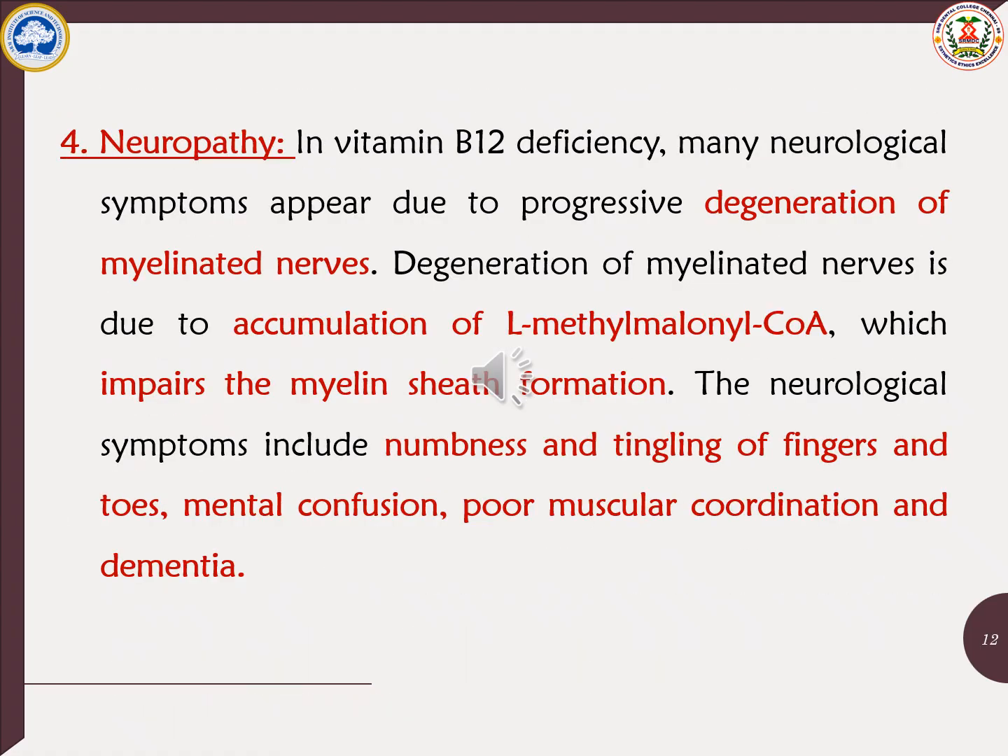Another important deficiency effect of vitamin B12 is neuropathy. Previously, we have seen that the accumulation of methylmalonyl CoA or methylmalonic acid leads to methylmalonic aciduria. Here, the accumulated methylmalonyl CoA causes degeneration of myelinated nerves. So, the accumulated methylmalonyl CoA can impair myelin sheath formation in the neurons, leading to neuropathy. The symptoms include numbness and tingling of fingers and toes, mental confusion, poor muscular coordination, and dementia.